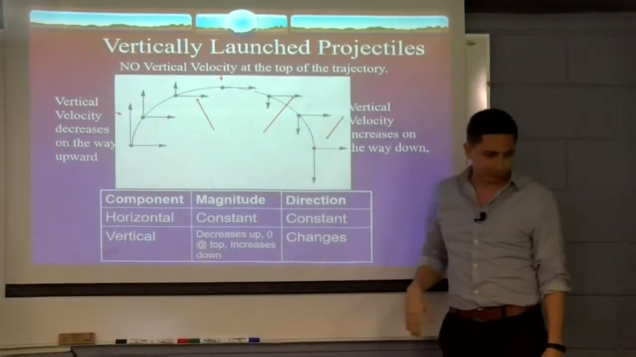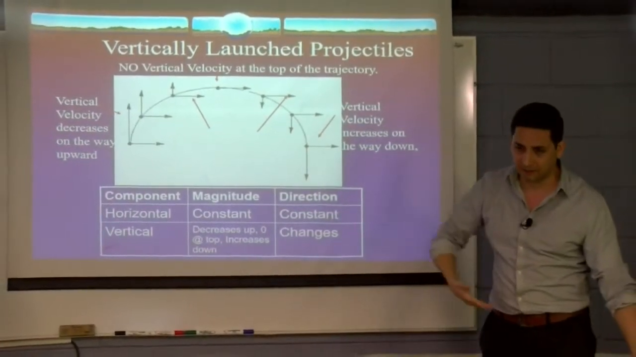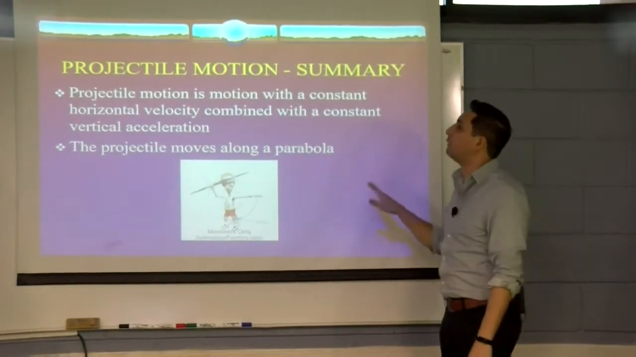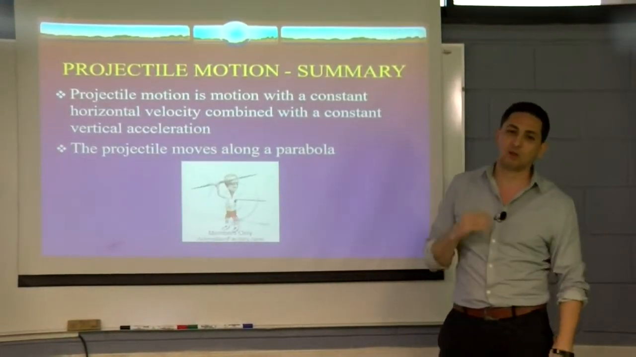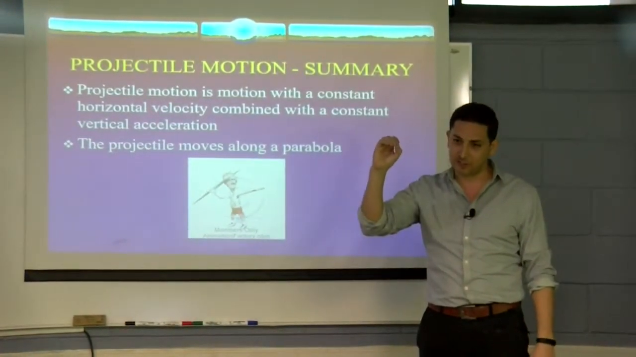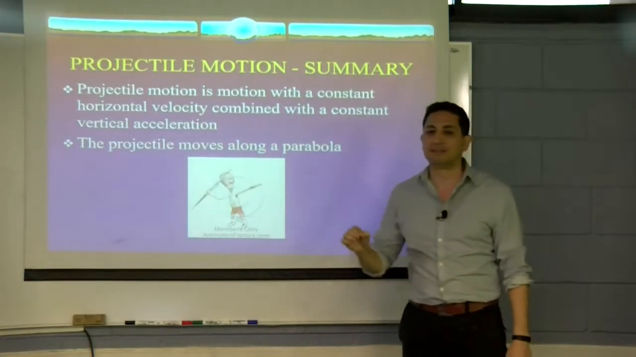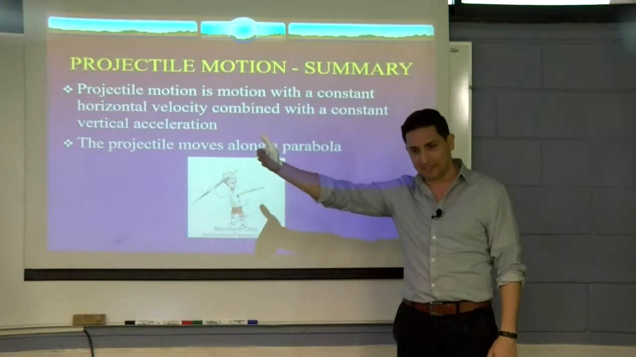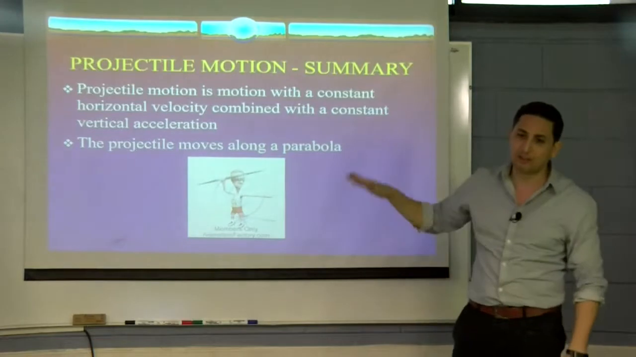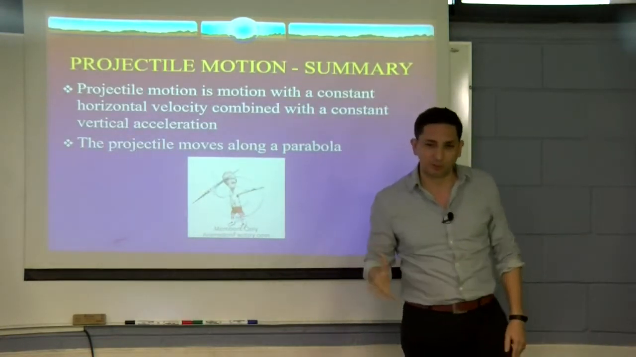Okay? Perfect. Now, to finish with the explanation and start with the problems, in conclusion, we know that projectile motion is the motion with a constant horizontal velocity. That means zero acceleration, because there's no change in velocity, and constant acceleration in y, because the acceleration due to gravity will be exactly the same, minus 9.8 meters per square second.